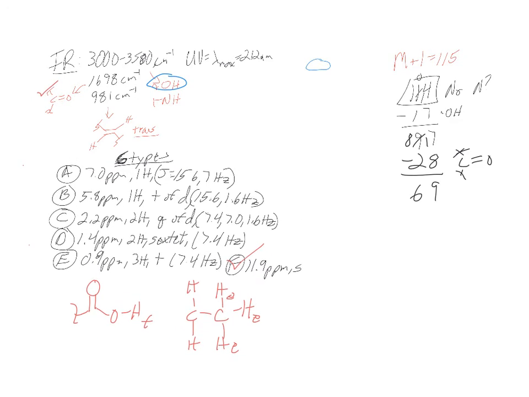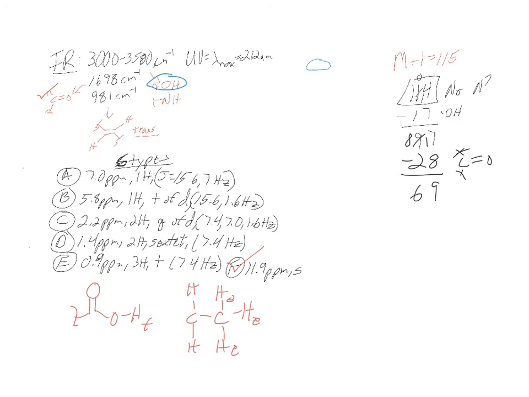Can you explain that one more time? I will. Let's say we have E, D, and C, they're all talking to each other. Same coupling constant. We know E is on the end because it's a CH3.